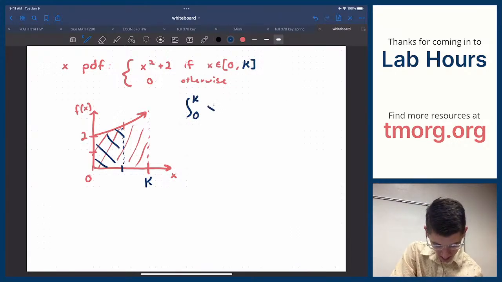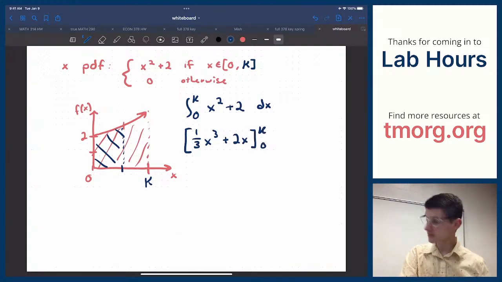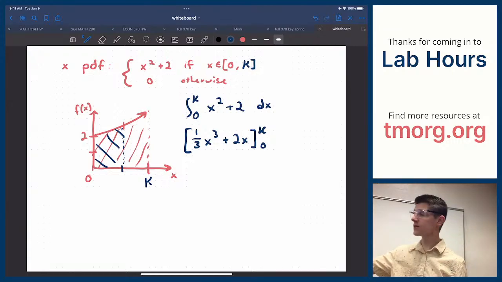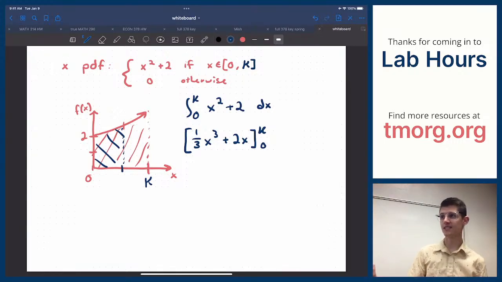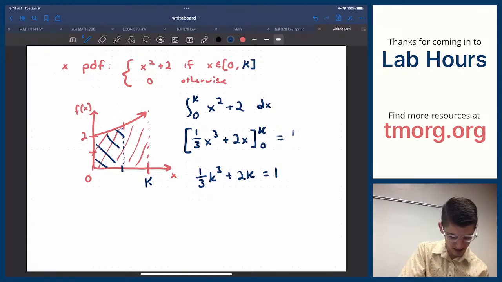So 0 to k, x squared plus 2 dx. This is going to turn into 1/3 x cubed plus 2x evaluated from k to 0. Now the nice thing is when I plug 0 into this, both of those terms are going to disappear. So all I have to do now is set 1/3 k cubed plus 2k equal to 1. Right? Because I need this to integrate to 1.